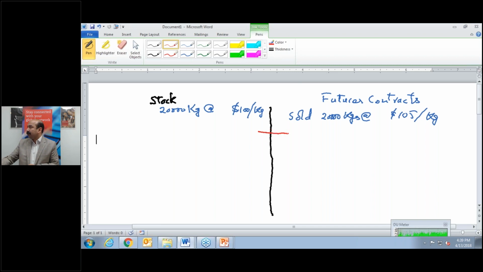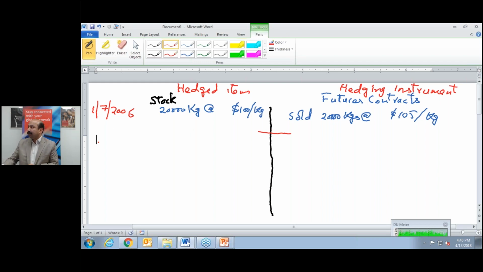This was the situation on 1st July 2006, and we know that this is the hedged item, and this is the hedging instrument.